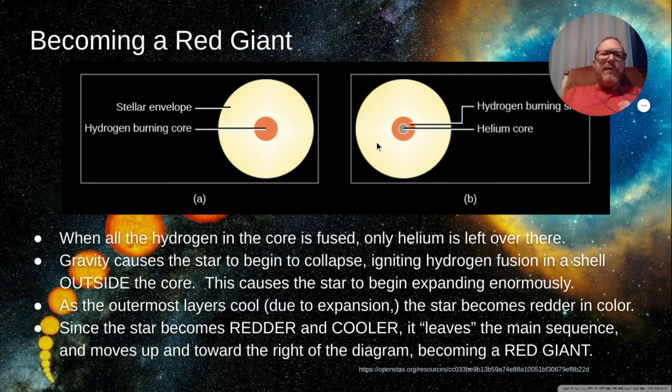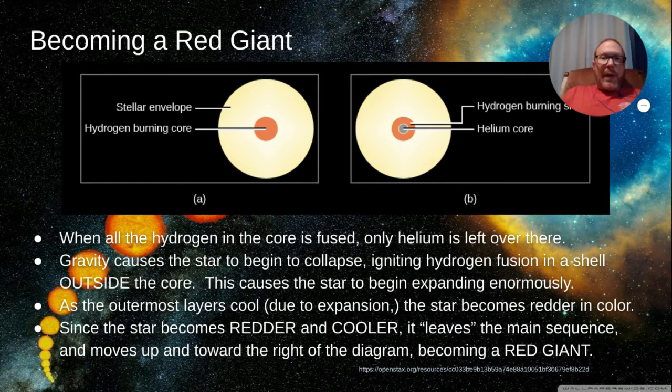Now, as this hydrogen out here fuses, it actually fuses faster and hotter than hydrogen that was fusing in the core before this happened. And so that heat is going to leak out to this outer envelope here, and it's going to cause it to expand. And the star is going to start getting bigger and bigger and bigger. As it expands, the material on the outside of the star is going to start to cool. And when it cools, the color of the star is going to start to turn red.